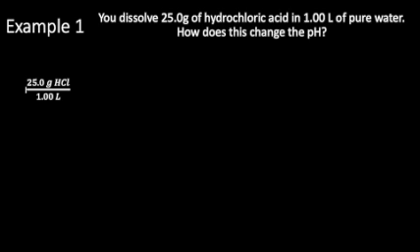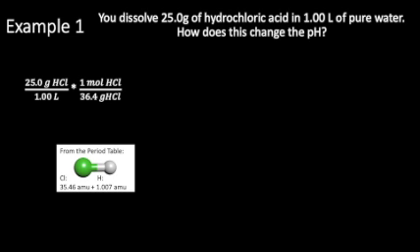You dissolve 25 grams of hydrochloric acid in 1 liter of pure water. How does this change the pH? Concentration is a measure of some quantifying part per unit of volume, usually measured in moles per liter. We start with a mass, and we use the molar mass of HCl to go from mass to moles.